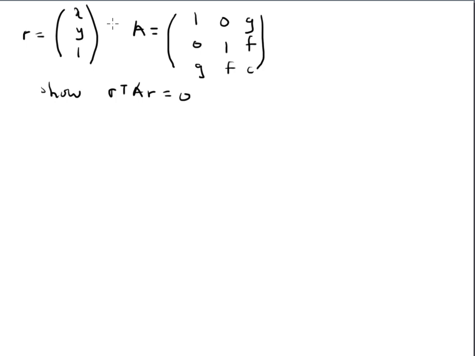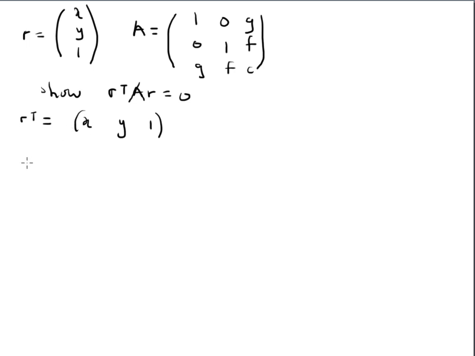Okay, so this is R transpose multiplied by the matrix A times R. Now this is R, right? What is R transpose? As I said, for R transpose we just invert the position. So this is an n by 1 matrix. Now inverting it, we get a 1 by n matrix. So now we get something like x y 1. Okay, so this is the R transpose.